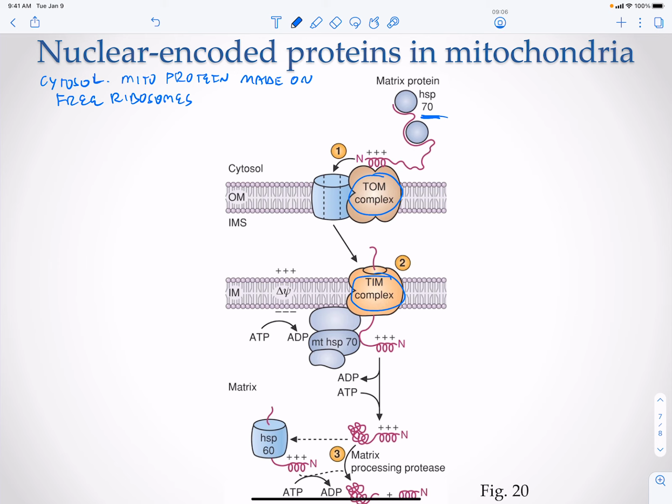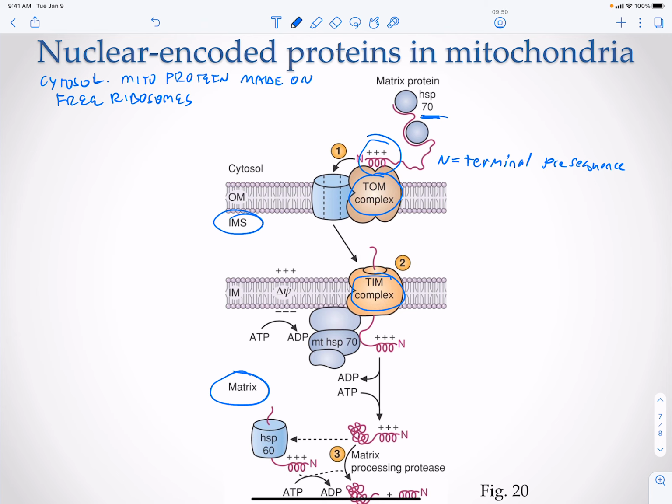And TOM is going to be made up of proteins that are able to bind to a pre-sequence. So these proteins will have an N-terminal pre-sequence, and this pre-sequence is going to be able to bind to TOM. And this will facilitate its movement into the inner membrane space through the outer membrane. Now the TIM complex is going to allow these proteins to get access to the matrix of the mitochondria. And so here's the matrix, here's the inner membrane space.